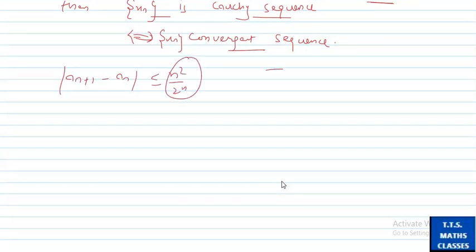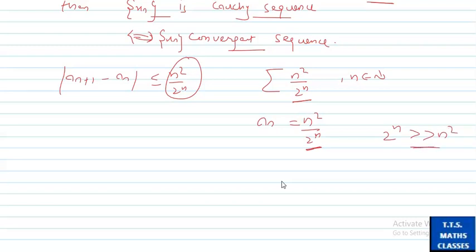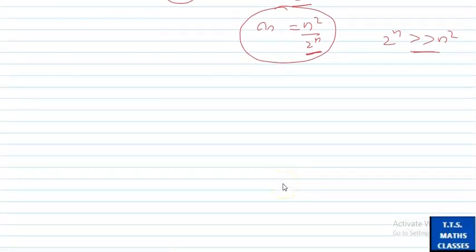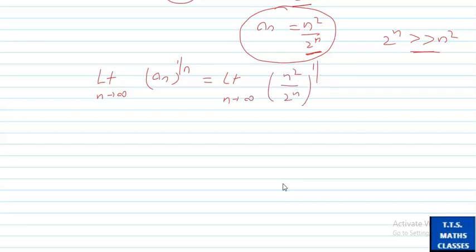Now take this term as a series. Clearly, 2 to the n is an exponential function, and an exponential function is greater than n square, so this series is definitely convergent. Or we can prove it by this method, the Cauchy root method: if the limit as n approaches infinity of the nth root is less than 1, then the series is convergent. So if we take the limit, this is the Cauchy root method.